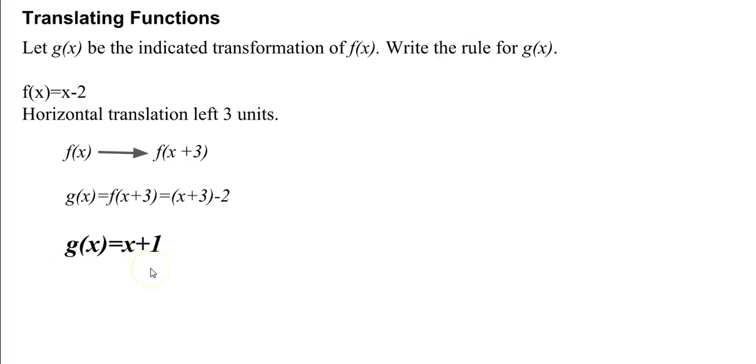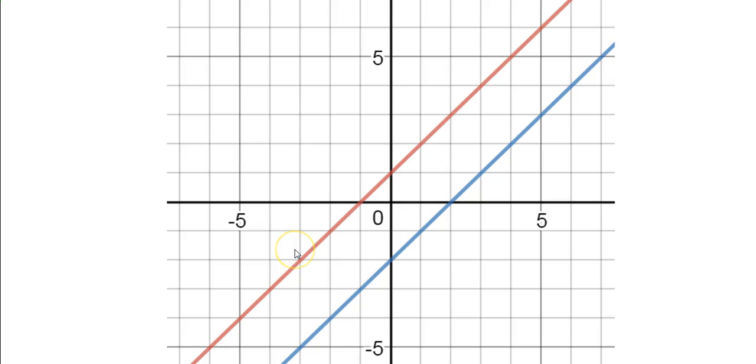But I am going to go one step further, and I'm going to graph both g of x and f of x so that we can visualize what is happening. We can actually see the translation, so I just think it helps us understand it a little bit more. So the red line here is our g of x, that is x plus 1. The blue line is our f of x, that is x minus 2.